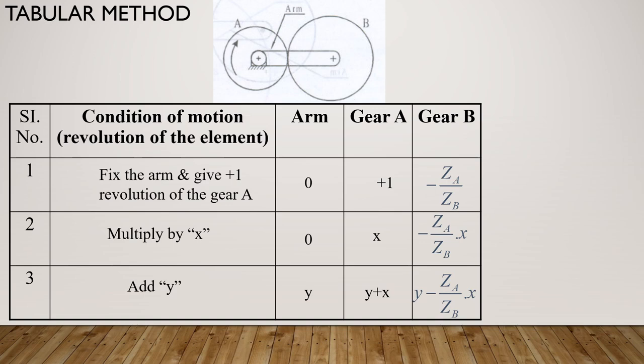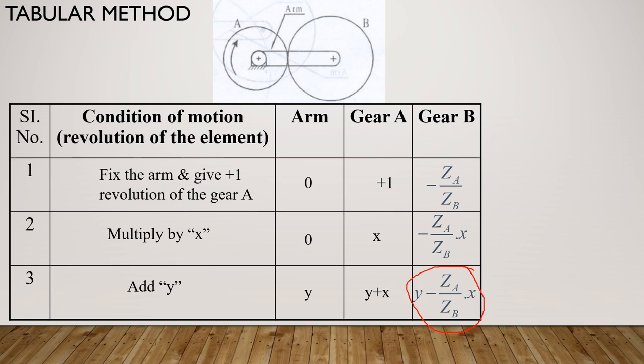The requirement of the problem is we have to find the speed of gear B. So speed of gear B means we have to solve this expression. If you find the answer for this expression, that is nothing but speed of gear B. Whatever unknowns we have, first we have to find those. What is y, what is ZA, what is ZB, what is x, we have to calculate.